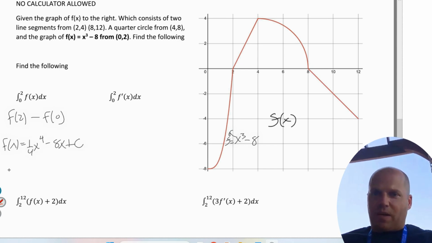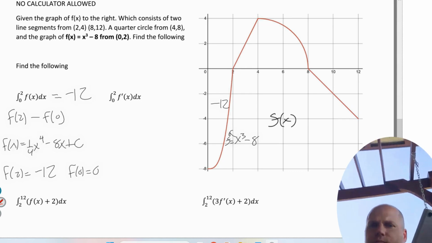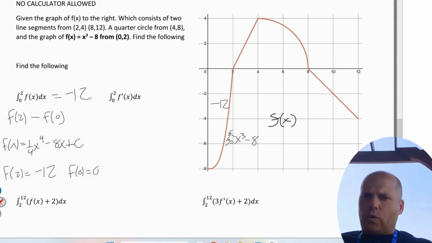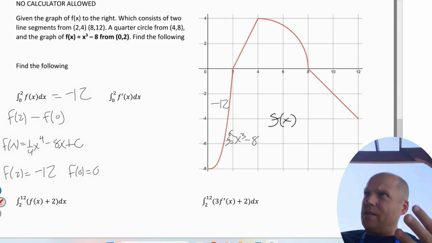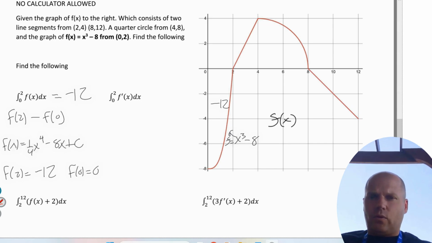And you can find big F of 2: 2, 4, 8, 16. So it's 4 minus 16, which is negative 12. And then big F of 0 is 0. So this answer is negative 12. This area is negative 12, and we did that by using an antiderivative. Cool. 2, 4, 8, 16 divided by 4 is 4, minus 16 is negative 12. Cool.